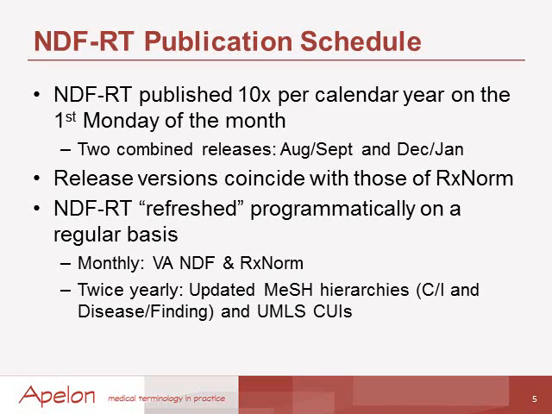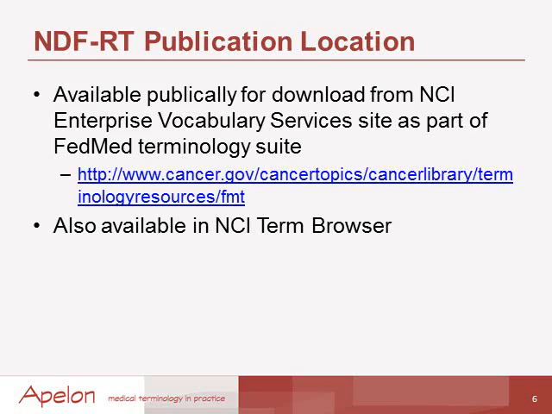Each month, NDF-RT is refreshed with current VA NDF and RX Norm content. Twice a year, roughly coinciding with the release by NLM of the UMLS Metathesaurus, NDF-RT is also programmatically updated with new mesh content and UMLS concept unique identifiers. NDF-RT is available for download as part of the FedMed Terminologies suite offered on the National Cancer Institute's Enterprise Vocabulary Services website. It is also available for viewing from the same page in the NCI Term Browser.